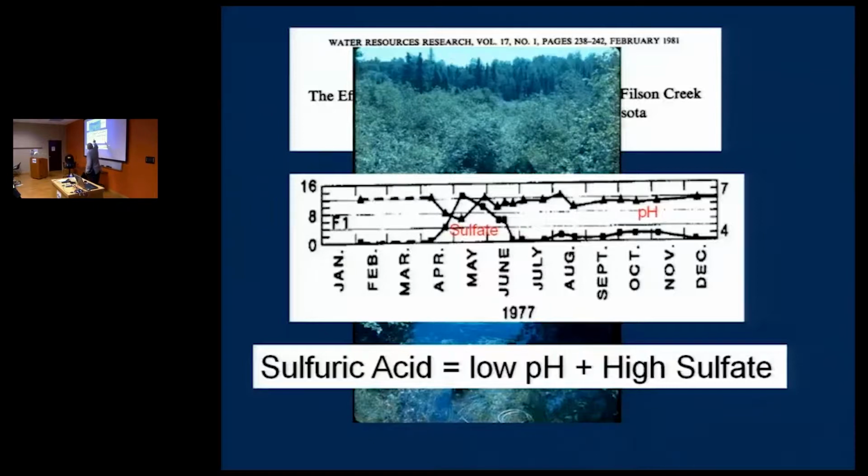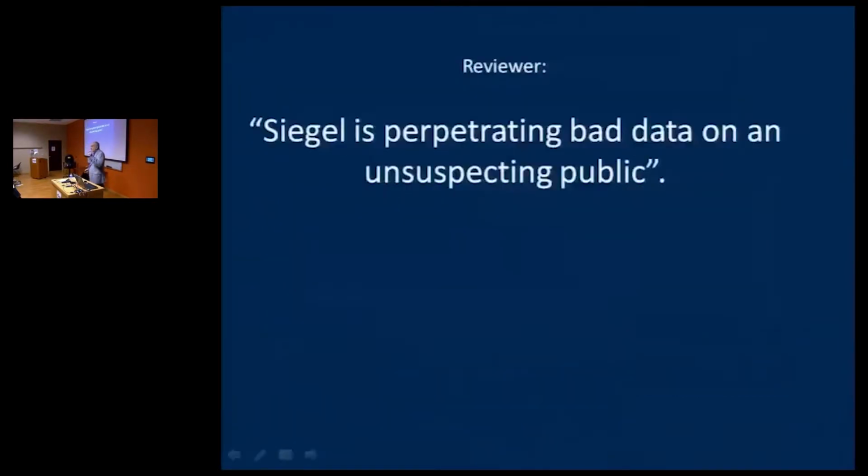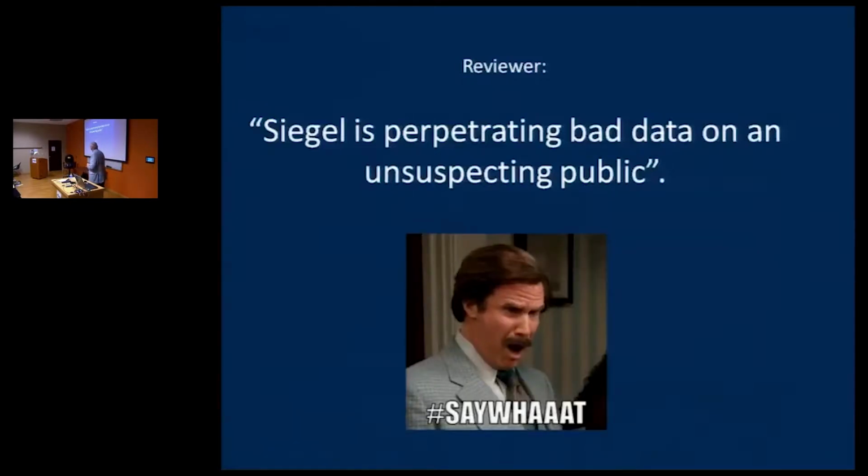But you have the pH at the top, and you can sort of see right around May it goes down, and when it goes down, the sulfate comes up. So I said this is related to acid rain that must be also affecting northern Minnesota. I submitted for publication, and this is literally what the reviewer said: Siegel is perpetrating bad data on an unsuspecting public. Pretty tough stuff. Say, what? What is he talking about?